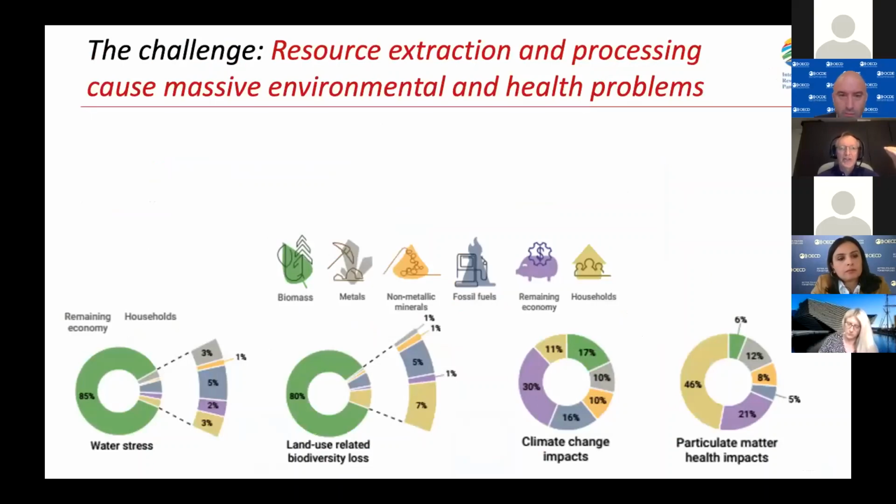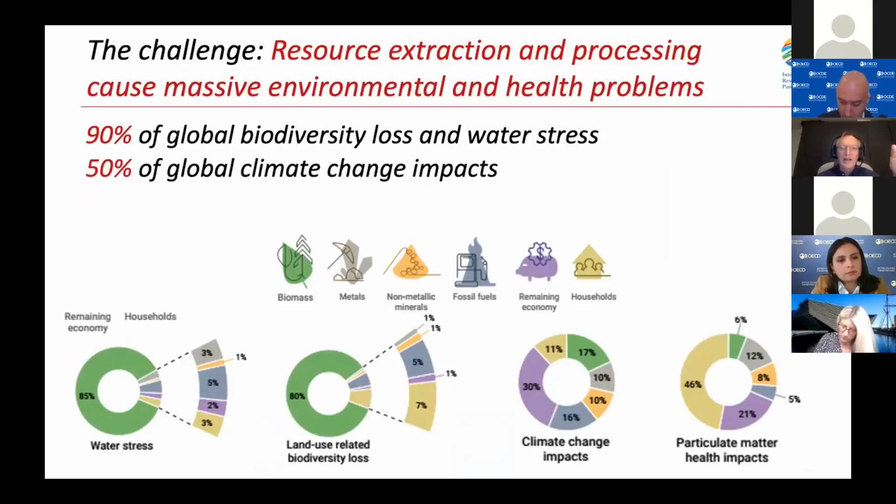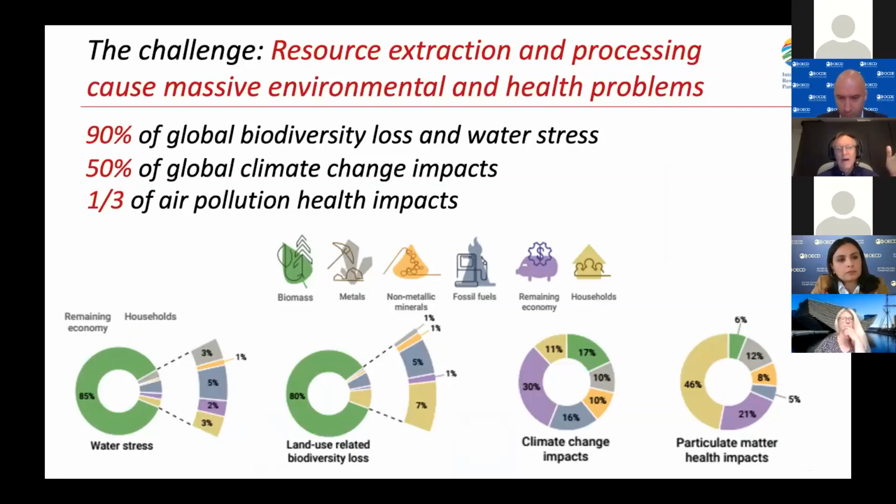There is a challenge that resource extraction and processing alone, without consumption included, cause massive environmental and health problems. For example, we have calculated that 90% of land-related global biodiversity loss and water stress are connected to that, that 50% of the global climate change impacts are connected to that, and even one third of the air pollution health impacts. So if you are buying a car, even if you are parking it for the whole life, not using it, you have already caused one third of the air pollution because resources need to be extracted and the car needs to be produced.